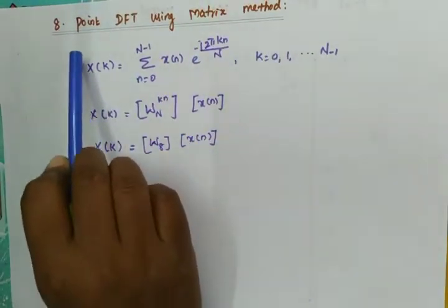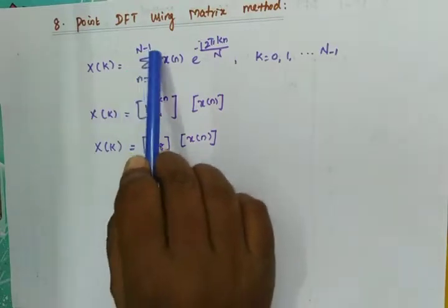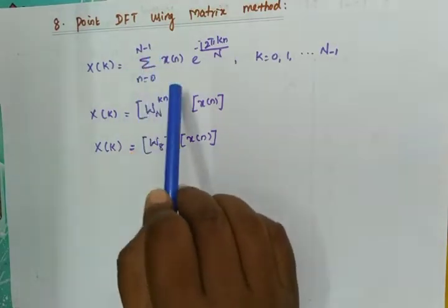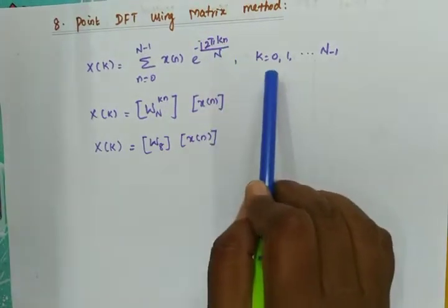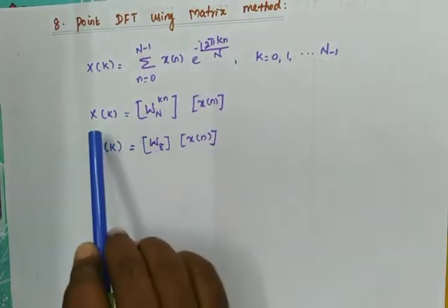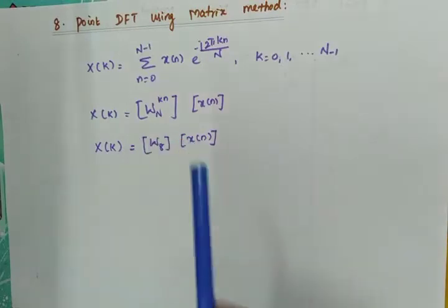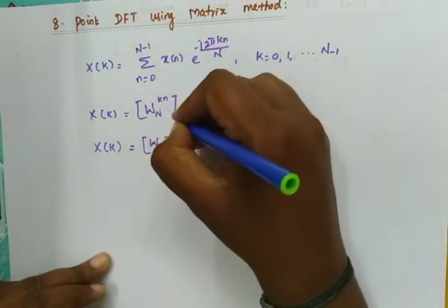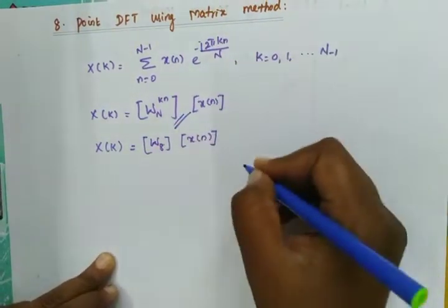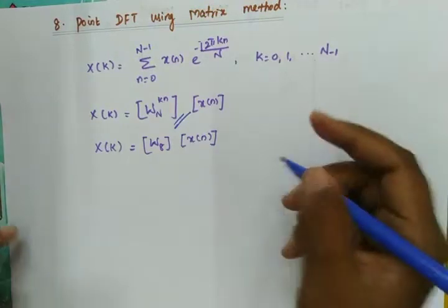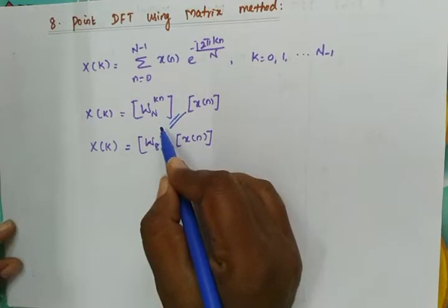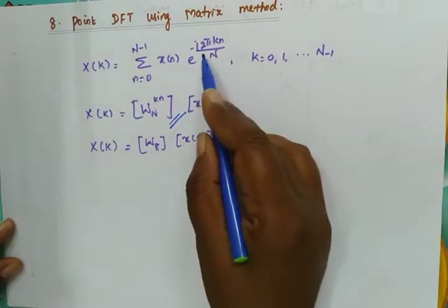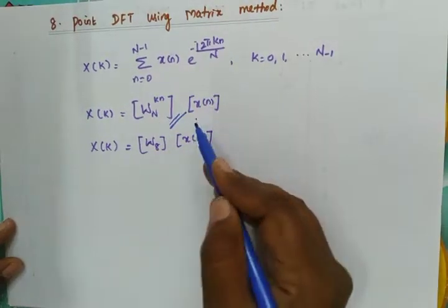So we know that the DFT equation is given by X of k is equal to summation n is equal to 0 to N minus 1 x of n into e power minus j 2 pi k n by N, where k is equal to 0, 1 and so on to N minus 1, and X of k is equal to W_N power kn times x of n. Here this W_N power kn is said to be the twiddle factor. So already we have seen this. This is called the twiddle factor, and that W_N power kn is equal to e power minus j 2 pi k n by N into this x of n.